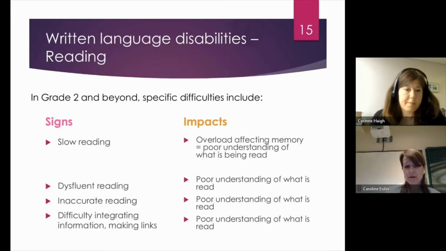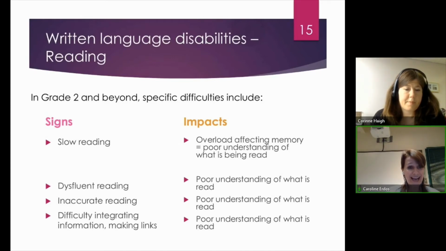You may have a reader in grade 2 whose difficulty manifests itself by disfluent reading, so very saccadic, choppy reading ability. And that's going to affect how well the student understands what they read, because when it's not fluent, it's hard to make out what that information is.